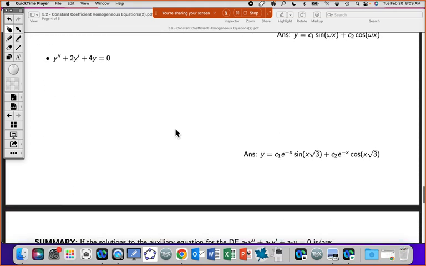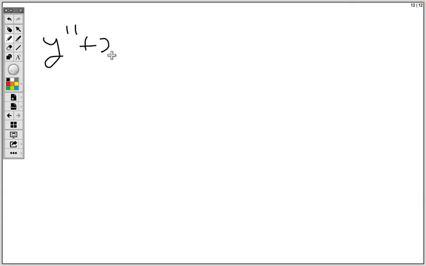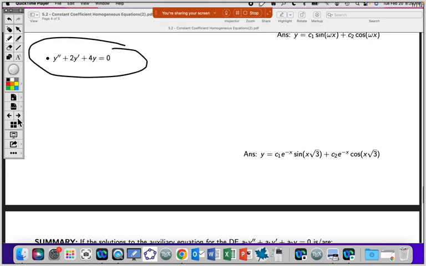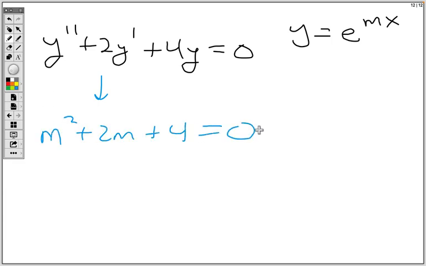Okay, let's take a look at this one. So y double prime plus 2y prime plus 4y is 0. Once again, we've got a second order constant coefficient homogeneous differential equation. So we're going to assume y equals e to the mx. We get m squared plus 2m plus 4 is 0. And now we'll try to solve that.